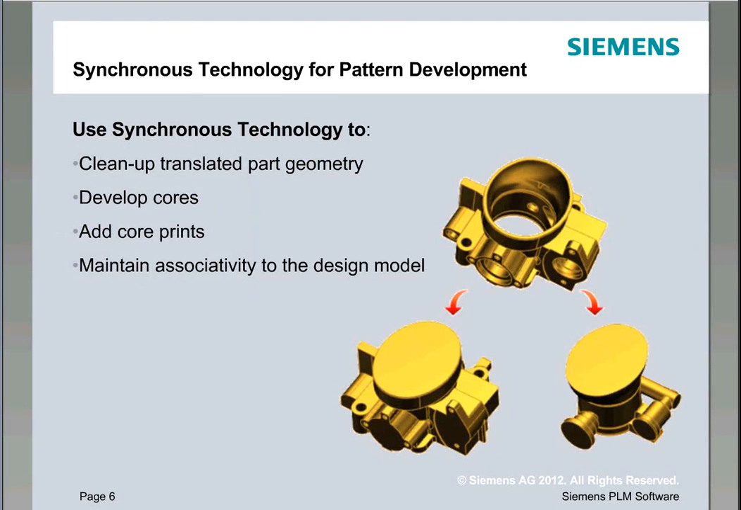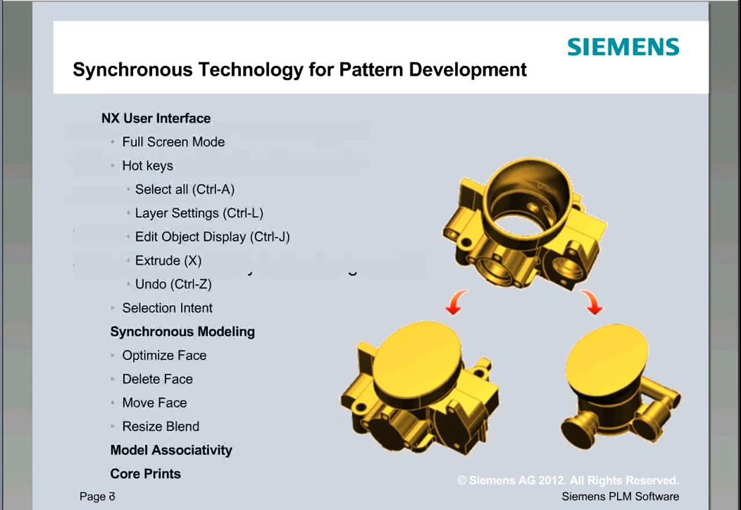We're going to be starting off with some translated data from a foreign CAD system to bring in the part. We'll clean up the geometry. We'll develop the cores on this casting. We'll add core prints, and during the whole process, we will maintain associativity. I'll do a review for NX users and an overview for non-NX users on the NX user interface.